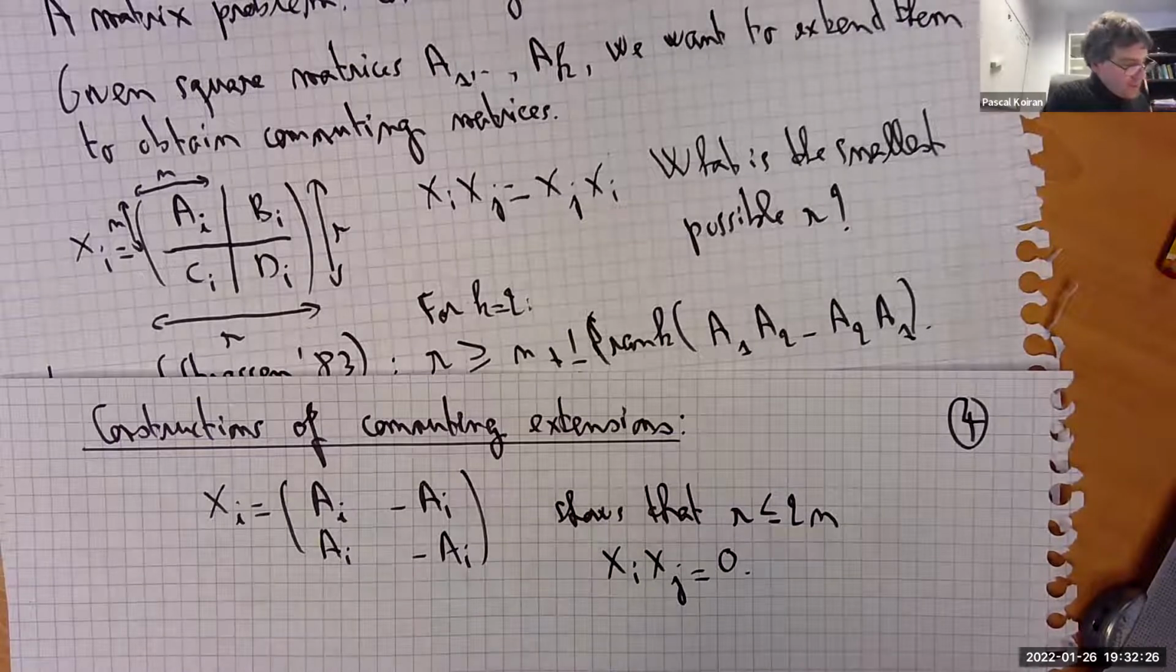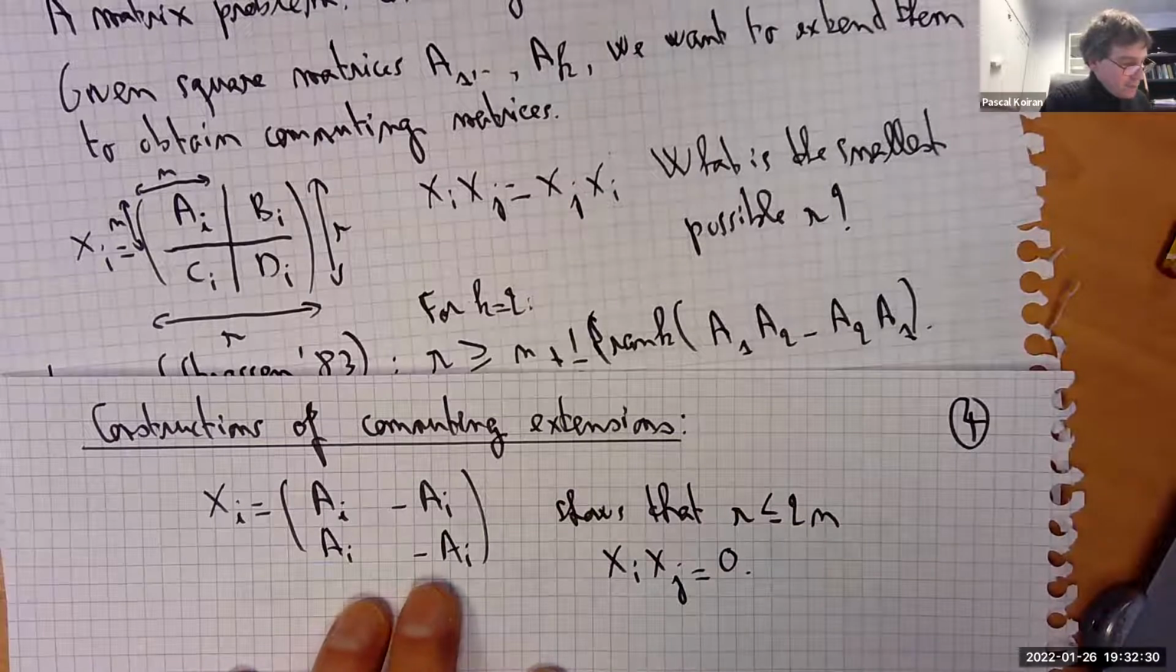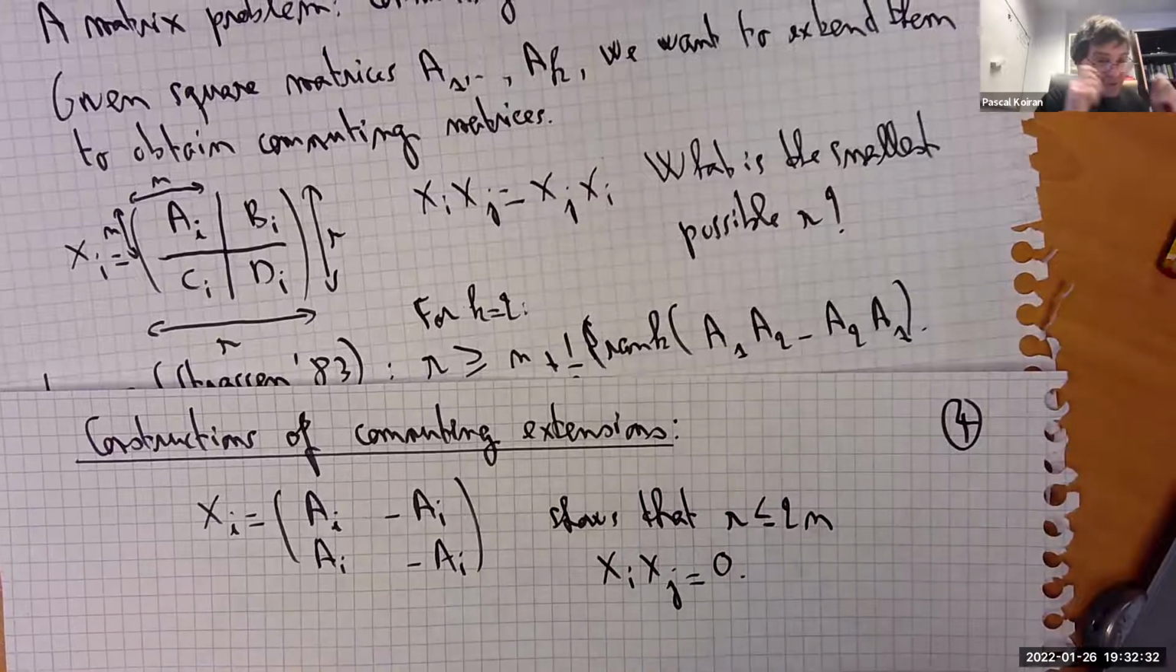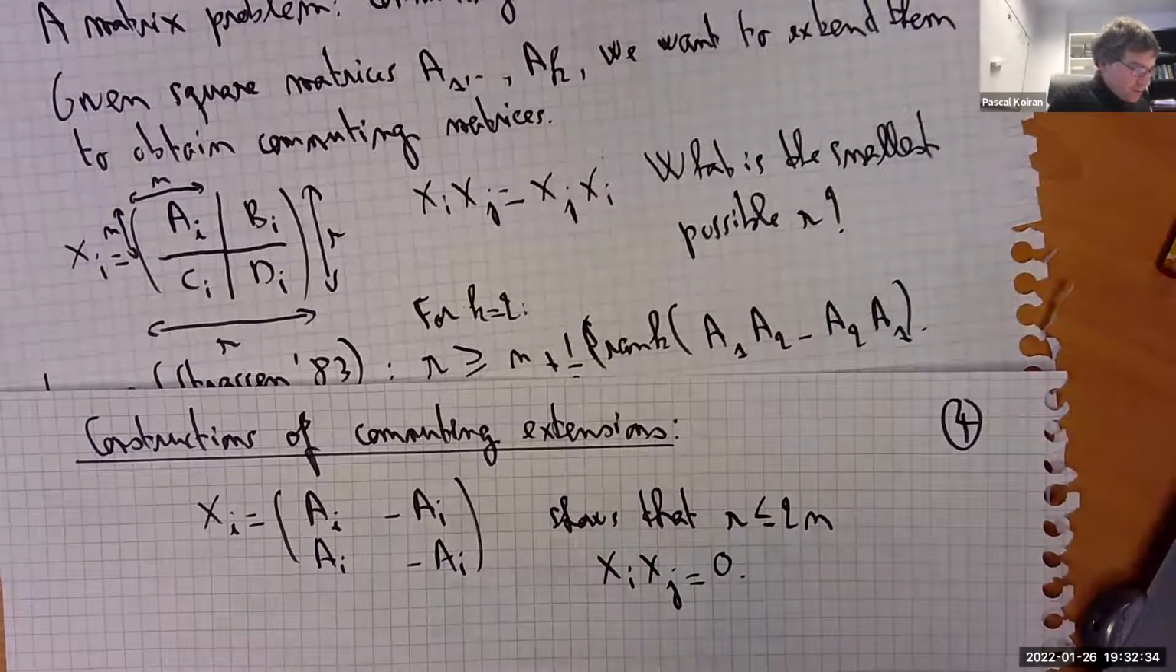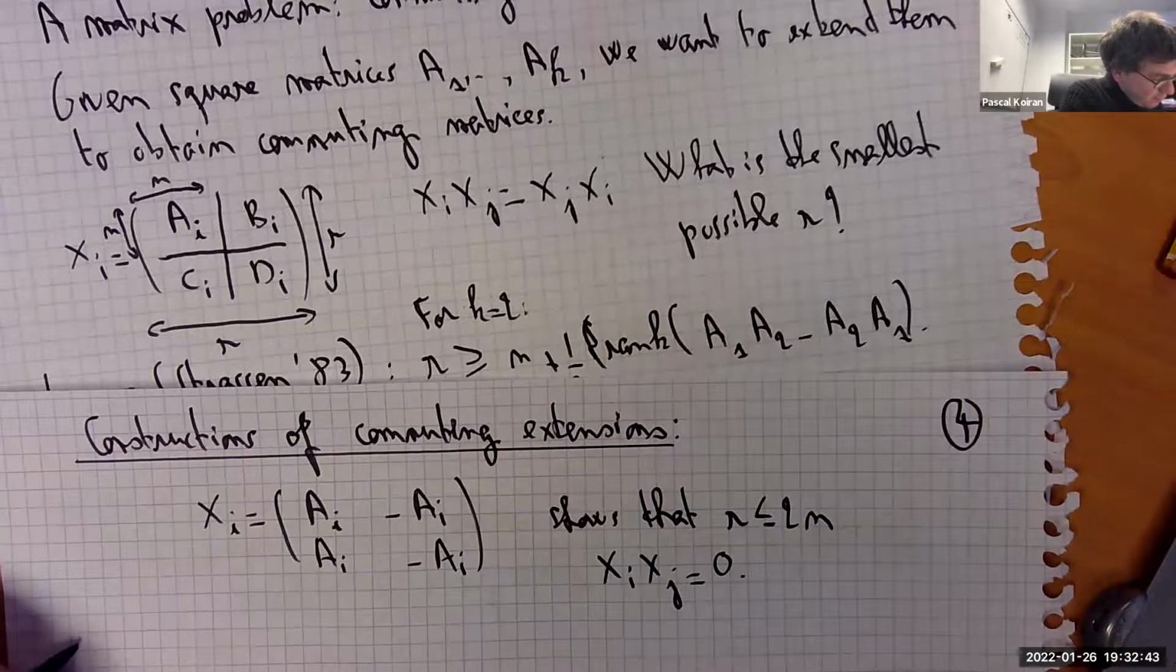But you see, these matrices are very highly non-symmetric. But we would like to have symmetric matrices because, remember, we have series of symmetric tensors. So let's try something else. So here's a construction now that works just for 2 matrices.